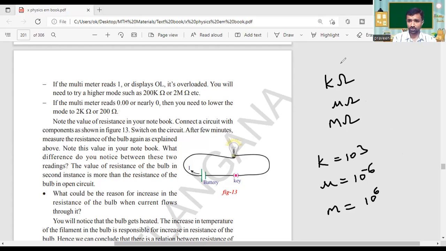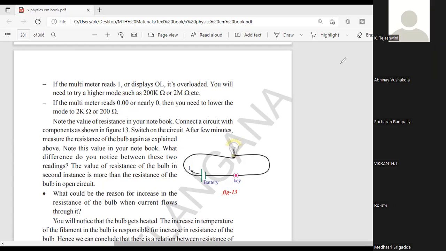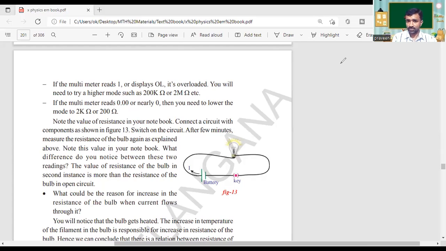So are you clear about activity 2? Just give me your quick reaction. No problem. Right. So this is about activity 2.